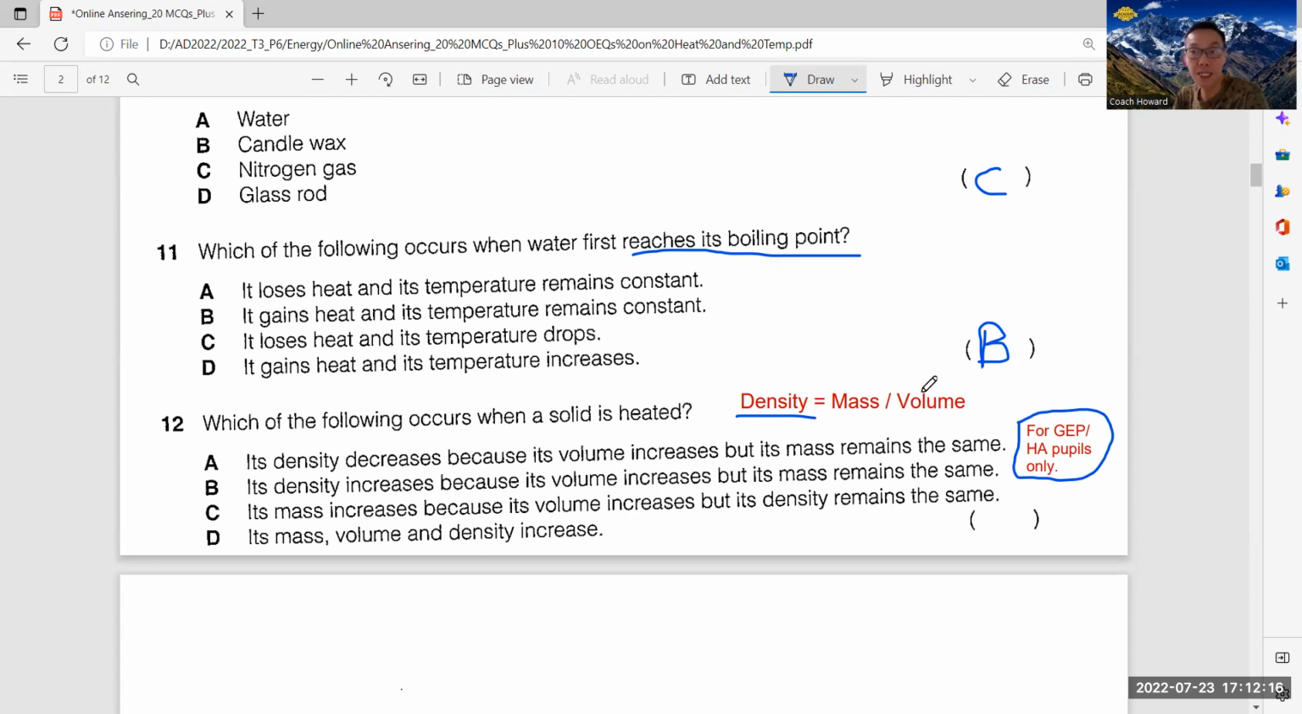So can you see if you heat the metal, the volume will increase, right? Okay, you look at this formula. The volume is at the denominator. Mass is the numerator. So if the volume becomes bigger, if the denominator becomes bigger, it will cause the density to drop. Okay, so which of these in question 12 will cause the density to drop? Can you all try to answer this one? Question 12.